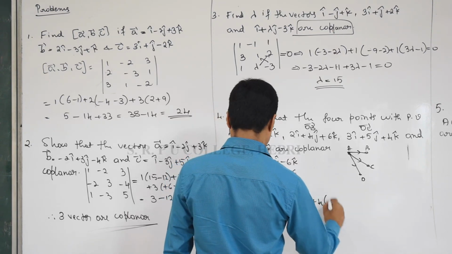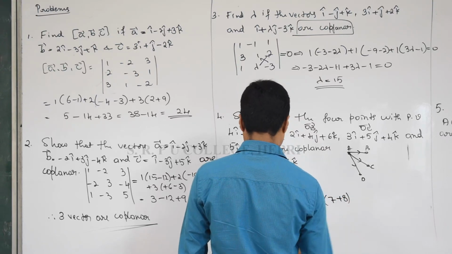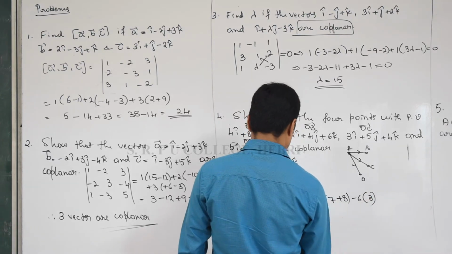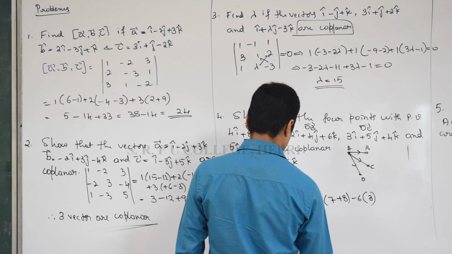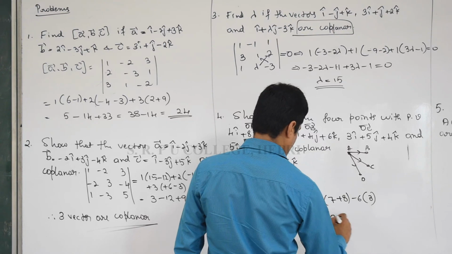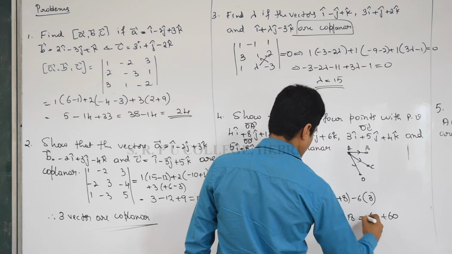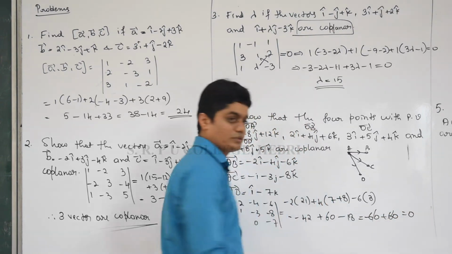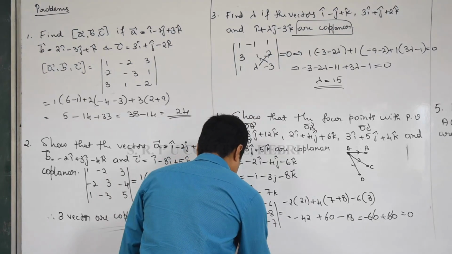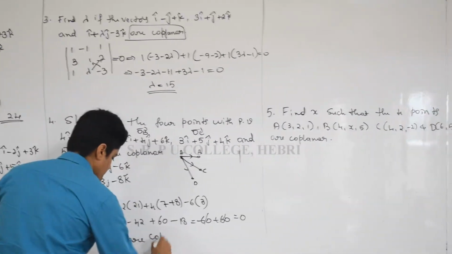plus 4 into 7 plus 8, and -6 into plus 3. So what does this become? -42, then 56, 15 gives 60, minus 18. This is -60 plus 60. So they cancel, so 0. So we proved that the 3 vectors are coplanar. If you are able to prove that 3 vectors are coplanar, then you can write that the 4 points are coplanar.